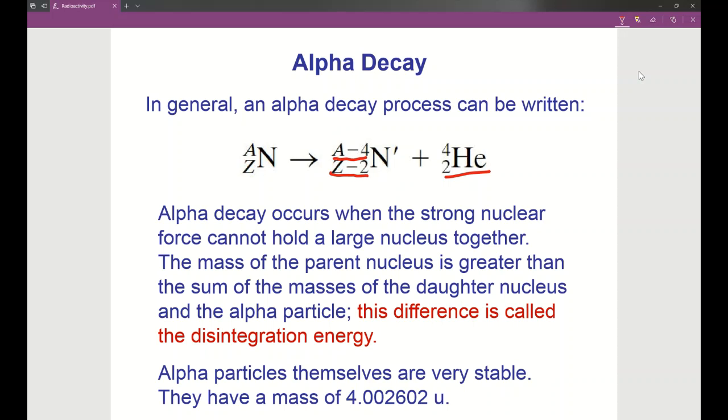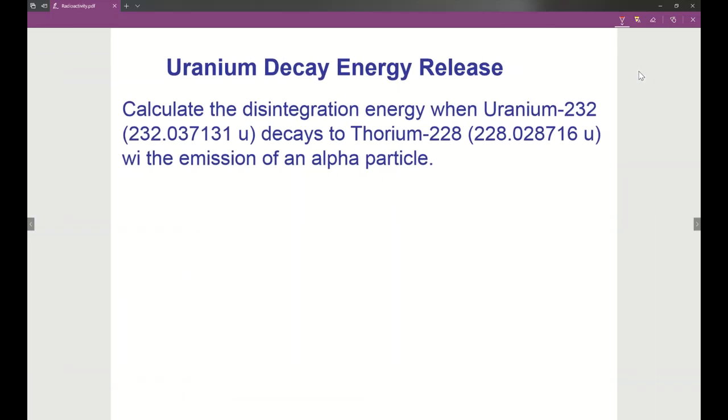Now, alpha decay occurs when the strong nuclear force can't hold a large nucleus together, which tends to happen the larger a nucleus gets. The mass of the parent nucleus is, of course, greater than the sum of the masses of the daughter nucleus and the alpha particle, and this difference is called the disintegration energy, which you might remember from last lesson. That occurs because there is a little bit of mass that is lost in the form of energy. Alpha particles themselves are quite stable because helium nuclei are quite stable, and they have a mass of 4.002602 units. So first, let's look at this equation.